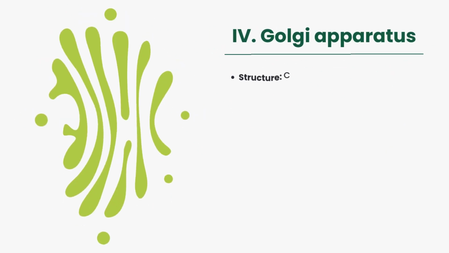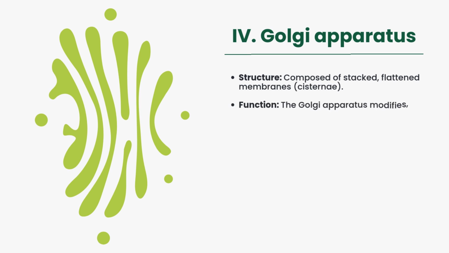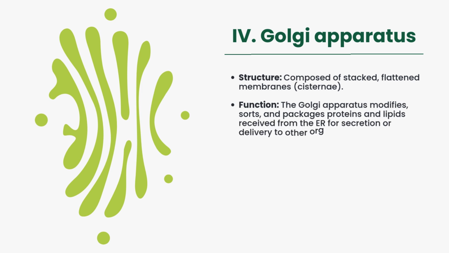Number 4. The Golgi apparatus. It's composed of stacked flattened membranes, and its function is to modify, sort, and package proteins and lipids received from the endoplasmic reticulum for secretion or delivery to other organelles.